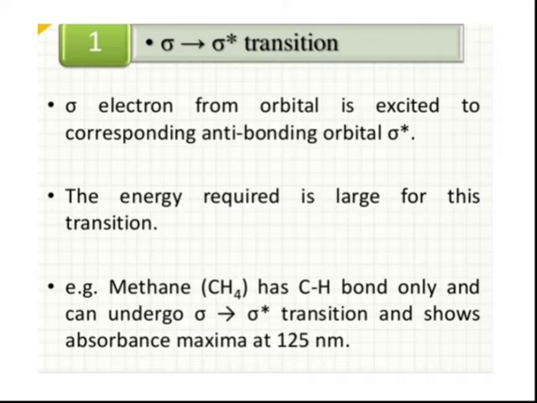For example, methane CH4 has only C-H bonds and can undergo sigma to sigma star transition, and shows absorbance maxima at 125 nanometer. Means this is a single bond. A single bond is called a sigma bond, and the transition occurs from sigma to sigma star. Such type of transition occurs in single bonded compounds.